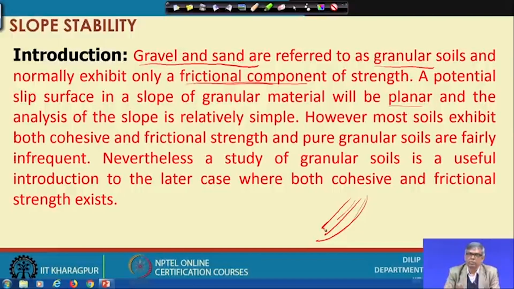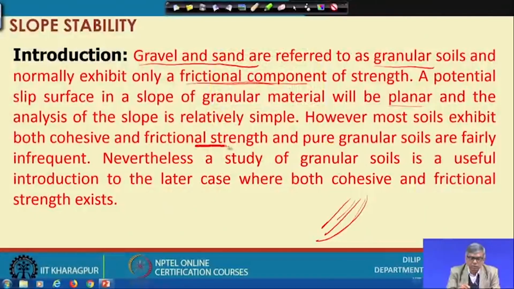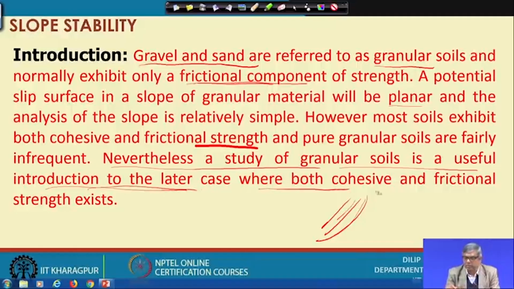However, most soil which is not granular, that is cohesive soil, will possess both a cohesion component and a friction component, and for that the failure surface will not be planar. So, we need to do both types of soil: slope with granular soil, and slope with c-phi soil. Both we need to analyze. But at the beginning, let us start with granular soil as an introduction, and later on we will bring in cohesive soil.